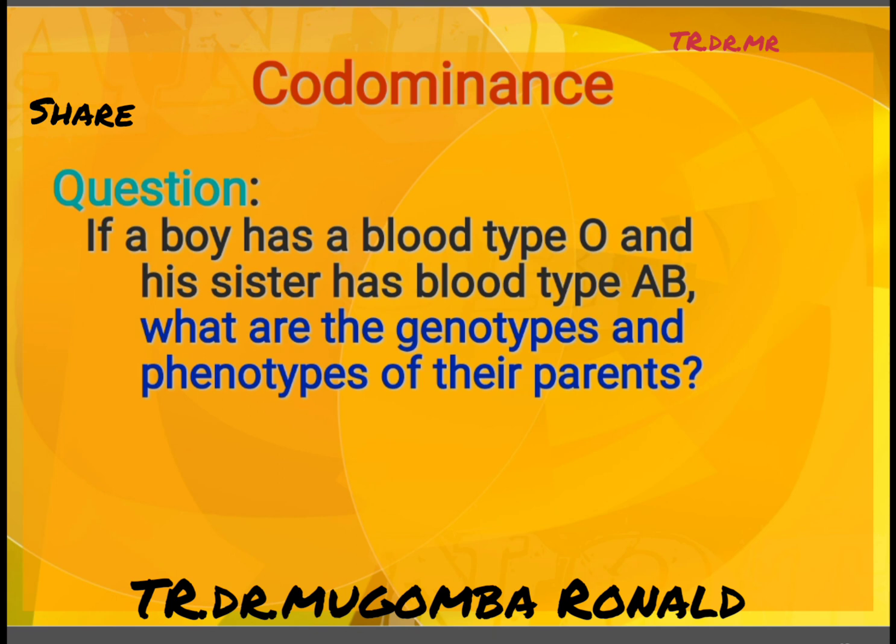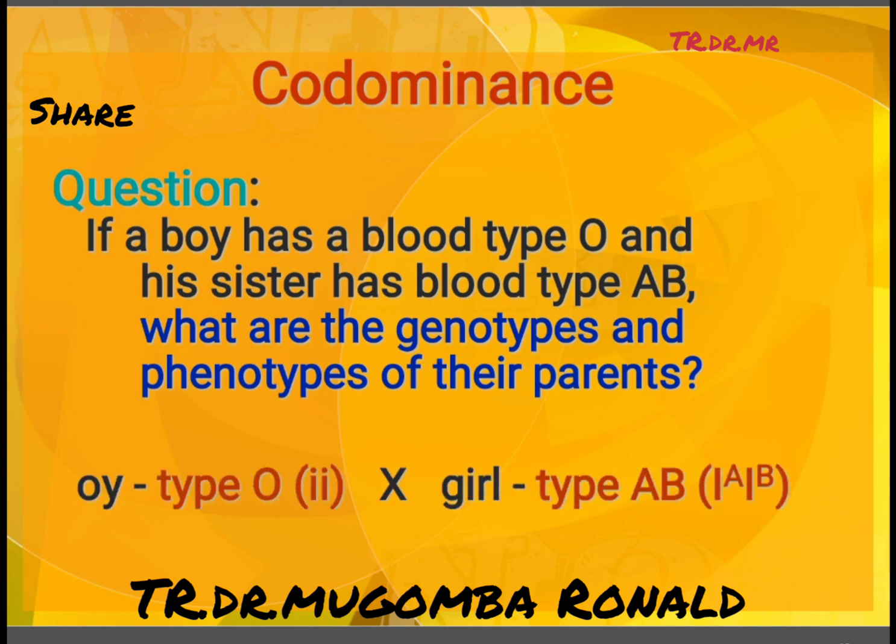Let us go ahead and try out another question, and I will also give you 2 minutes to answer that question. So let us go ahead and see our answer, whether the answer that we have got is correct. Here we have a parent of blood group O, then a parent of blood group AB, the boy, then the girl. Remember, if a boy has blood group O and his sister has blood group AB, those are children, offspring of two parents. So we want to find out the genotypes and the phenotypes of their parents. Okay, let's go ahead and find out.